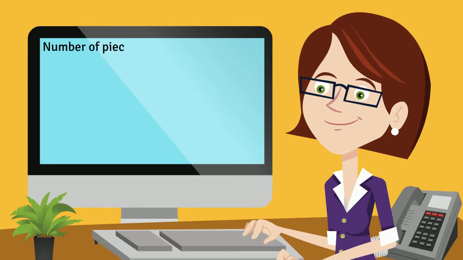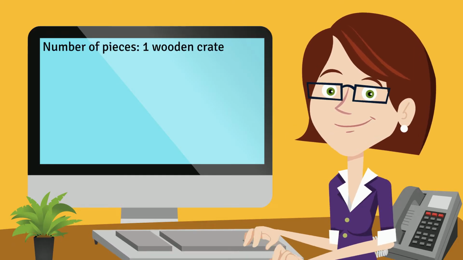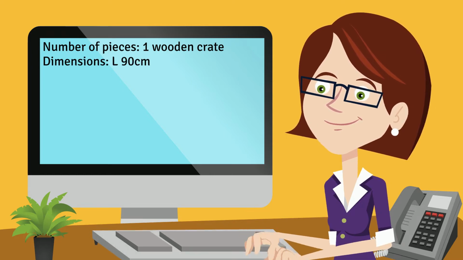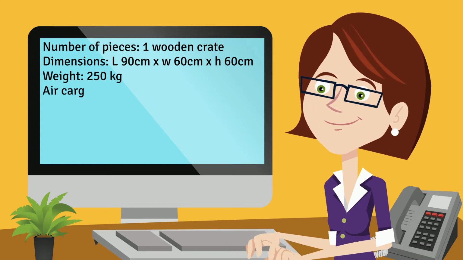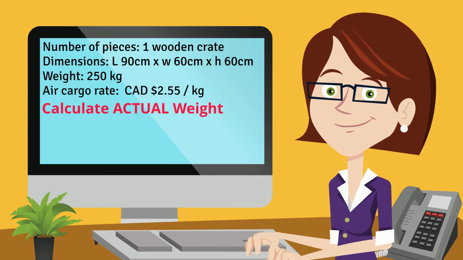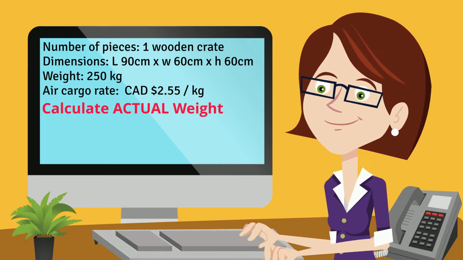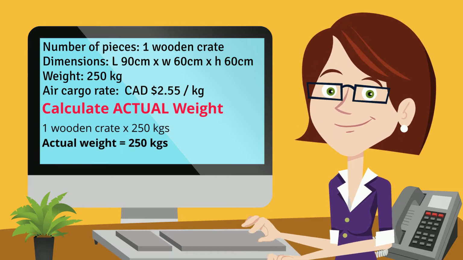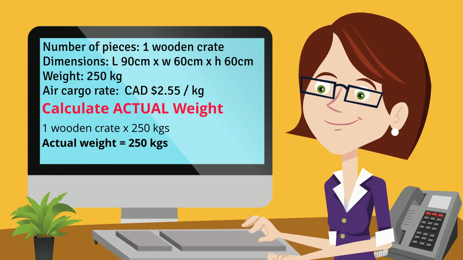A customer has come with a wooden crate to ship. You need to determine what the chargeable weight is going to be. First step is to calculate the actual weight. You would take the number of pieces in the shipment and multiply it by the weight of each piece. In this shipment, it is 1 wooden crate, and the weight of that 1 wooden crate is 250 kilos. So the actual weight of the shipment is 250 kilos.